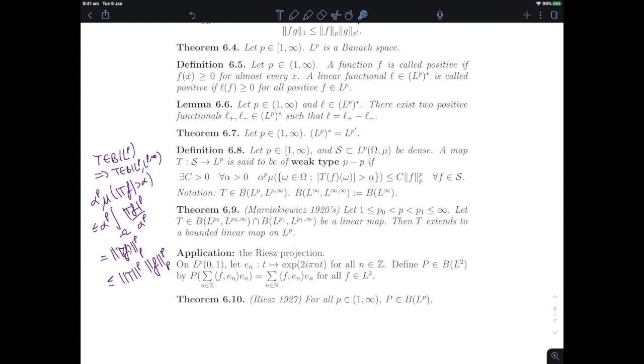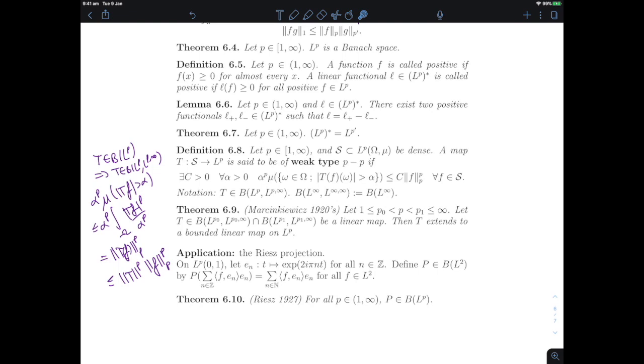Okay, so what does the Marcinkiewicz interpolation theorem tell us? It tells us that if I have a p in an open interval (p0, p1), which could go all the way to the endpoints, p0 can be 1, p1 can be infinity, and I have a linear map which is weak type (p0, p0) and weak type (p1, p1), then it extends to a bounded linear map on L^p from the dense set S, where it is originally defined.